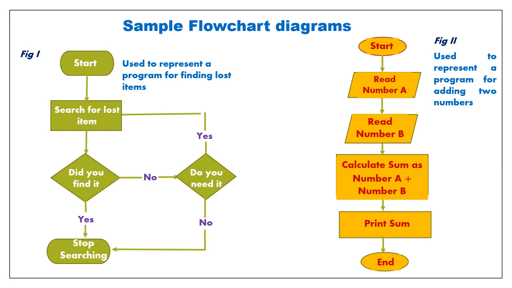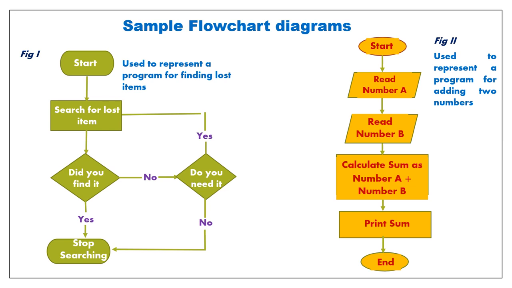Now, this is another diamond shape that brings a decision. So if I need that item that is lost, I must find it. I will give a response of yes. And when I present yes, what happens? The flowchart will enable me to do a segment to take me back to search for lost item. But where I don't need it, it takes me to stop searching, which is the end of the program. So it continues in that circle from start to stop.